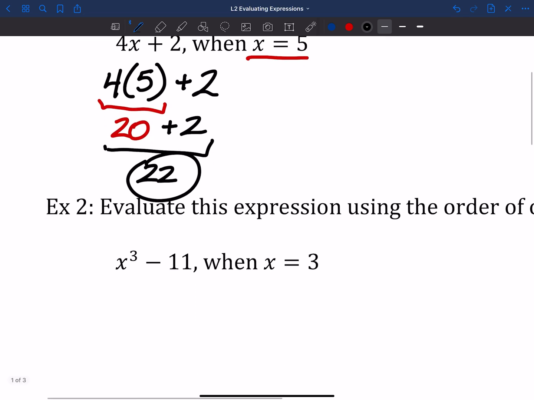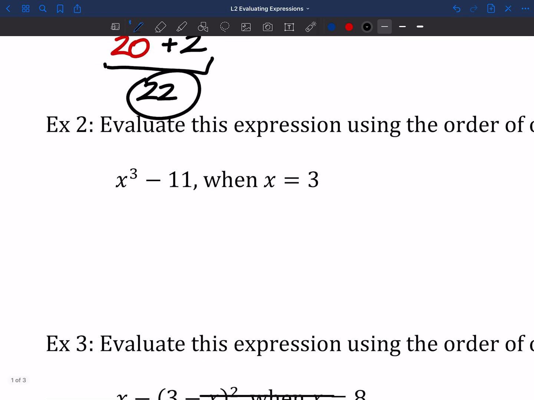So what happens when you get something like this? This looks a little bit scarier. It's got that exponent of 3 in there. But again, we know that we're taking x to the third minus 11 when x is equal to 3. So again, all that means is that I'm going to plug 3 in where there's an x. So 3 to the third minus 11.